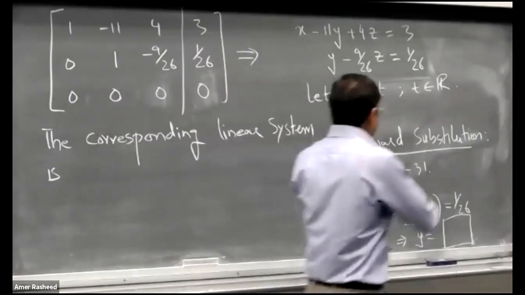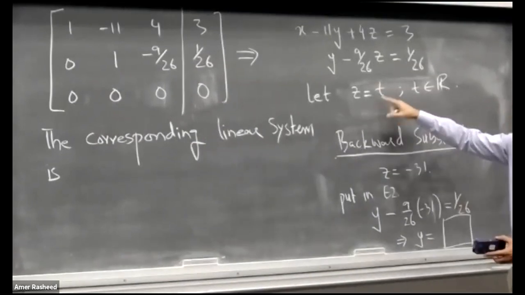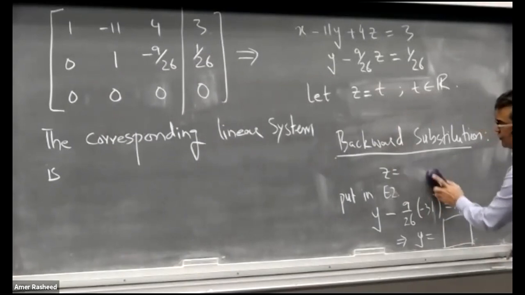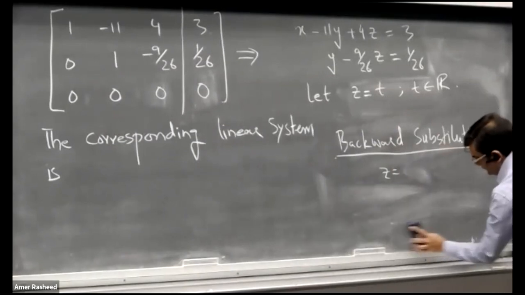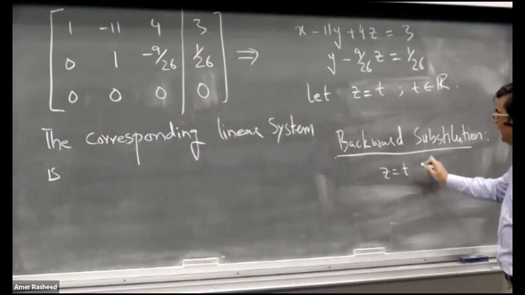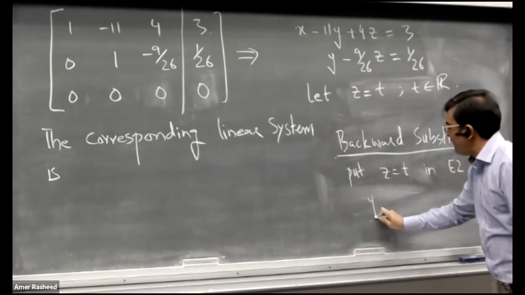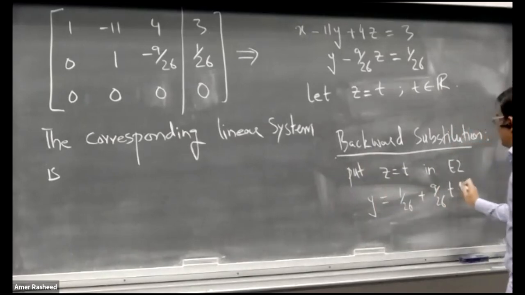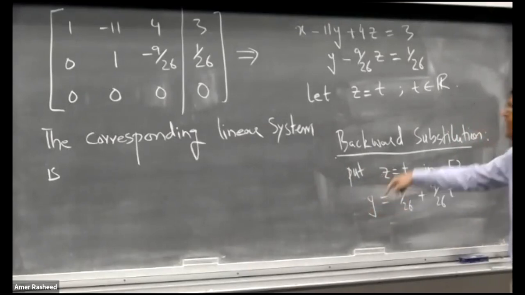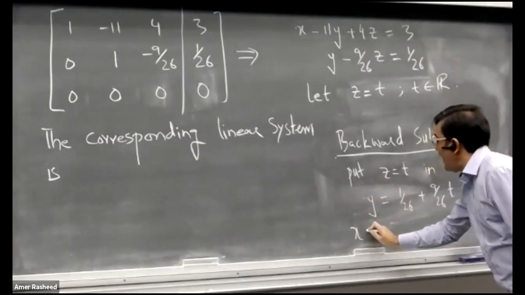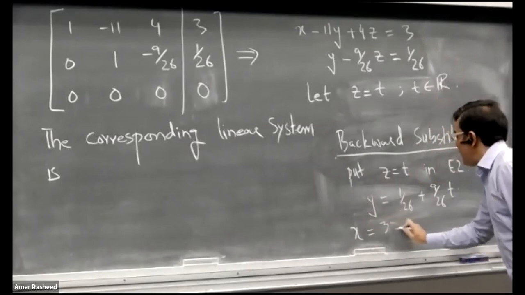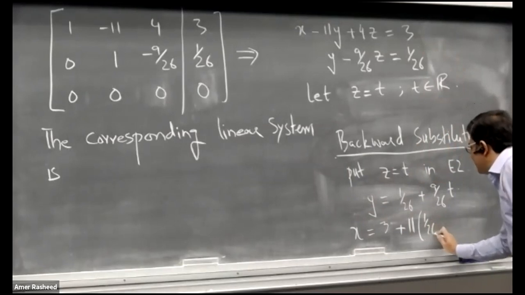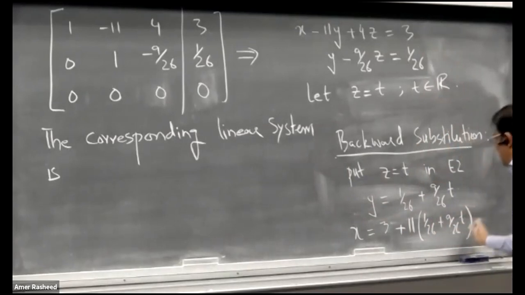If I set z as t, then again using backward substitution, you put z equal to t in equation 2. You get the value of y, which is 1/26 plus 9/26 times t. Now, putting the values of z and y into equation 1, you get the value of x, which is 3 minus 11 times (1/26 plus 9/26t), and then minus 4t. You get this now.